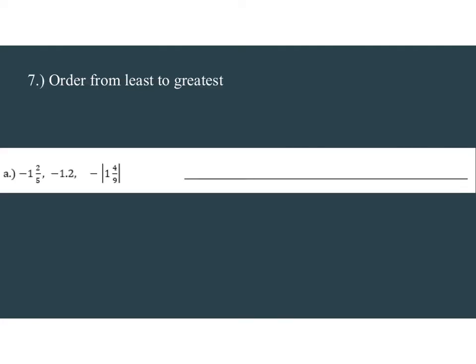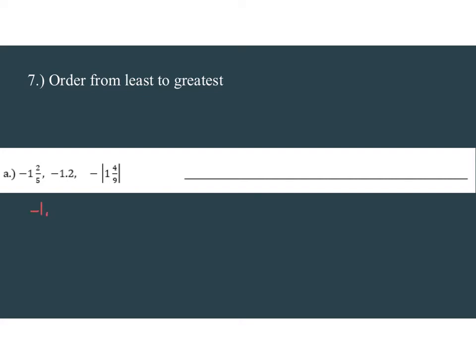All right, for this next one, we are ordering these numbers from least to greatest. And while they're all negative, we've got fractions, we've got decimals, we've got absolute value signs, we've got a lot of things going on here, so we need to simplify. So let's start with our first number, which is negative 1 2/5. We need to convert that to a decimal. So we know it's going to be negative 1 point something.